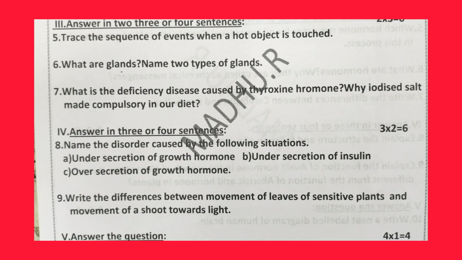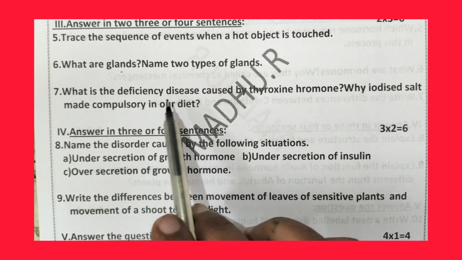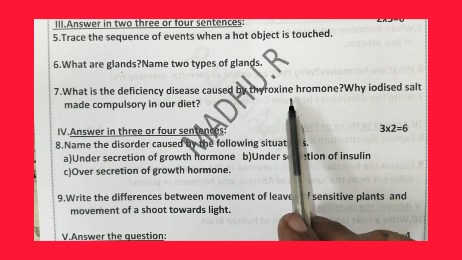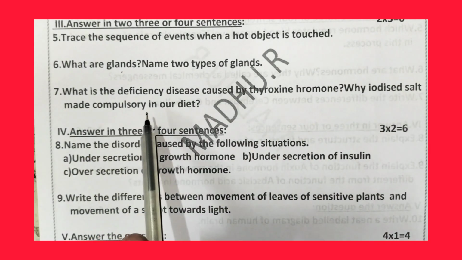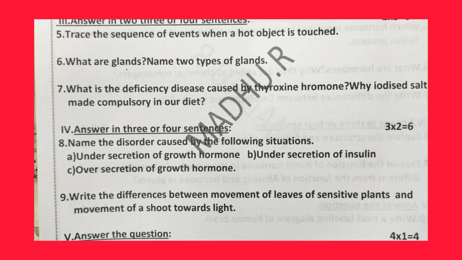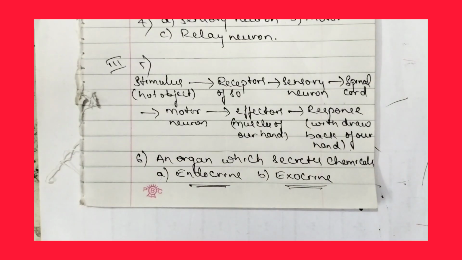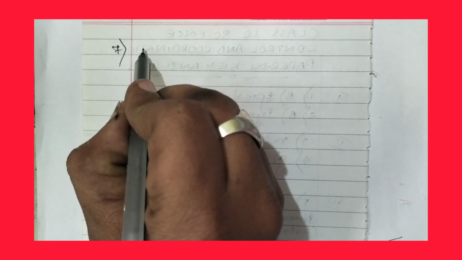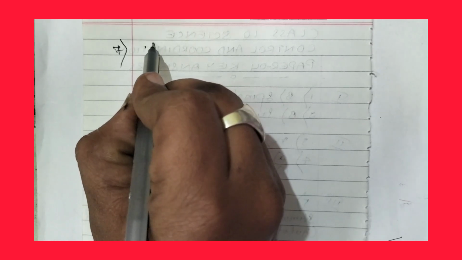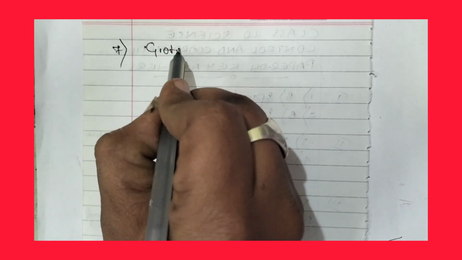Now let us move for question number 7. What is the deficiency disease caused by thyroxine hormone? Why is iodized salt made compulsory in our diet? So let us answer this question now. In the 7th question they have given, what is the deficiency disease caused by the thyroxine hormone. The name of the deficiency disease is called goiter.